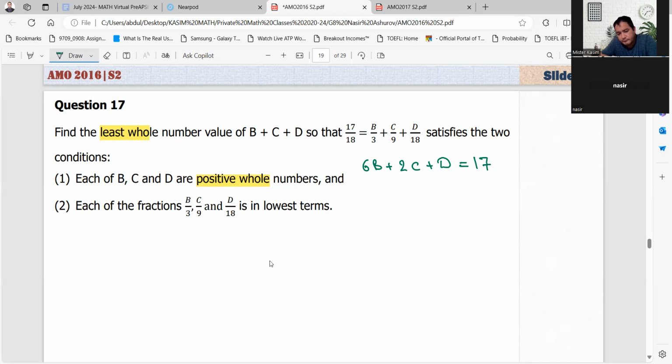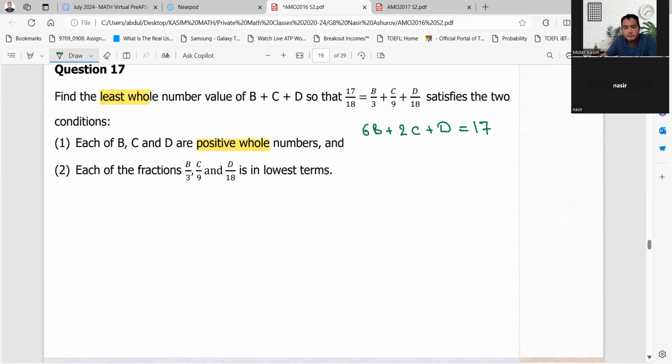Let me double check. Oh, it's 5, right? Because first, if you start with this condition, the smallest possible value of B is 1, right? Because B can be either 1 or 2. It cannot be 3. Also, it cannot be 4, because if it is 4, the right-hand side will be greater than 1. On the left-hand side, 17 over 18 is less than 1. So we have only 2 possible values for B.